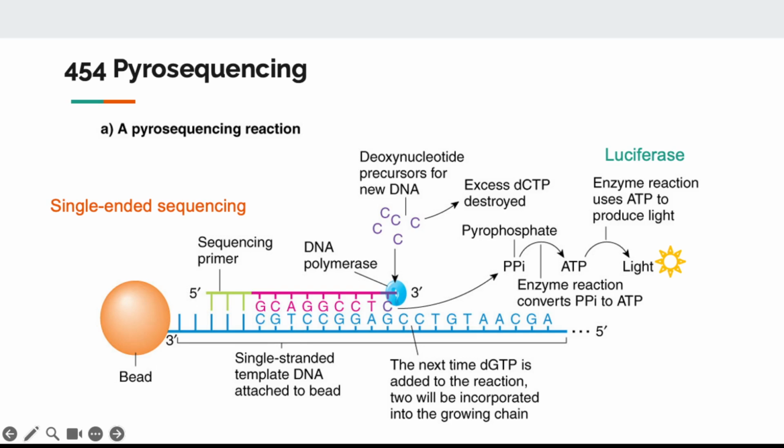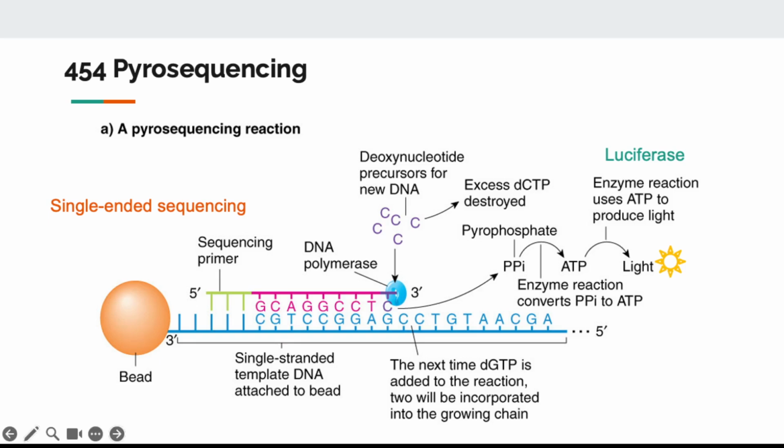And this phosphate can react with enzymes like luciferase to create light. It's visible light. So we can use this as a sensor for the reaction. If you see light, that means the nucleotide gets incorporated. If you don't see light, then there is no incorporation. So we can pass in dATP, dCTP, dGTP, dTTP one at a time. And if you get light, that means that nucleotide gets incorporated.